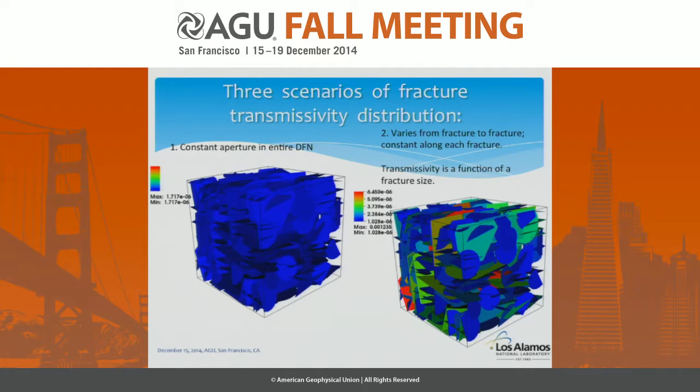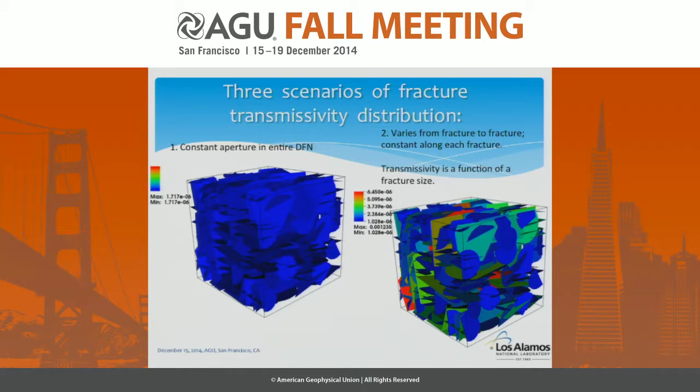Since we want to look at how aperture affects transport, we are considering 3 scenarios. The first scenario is that we assign a constant aperture over the whole DFN. Each fracture, regardless of its size, has the same aperture and, as a result, the same transmissivity.